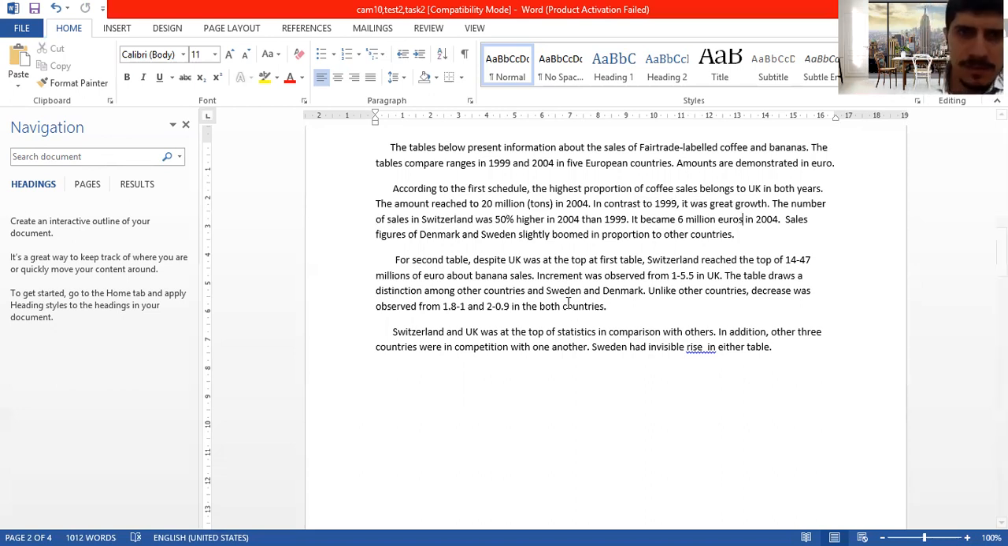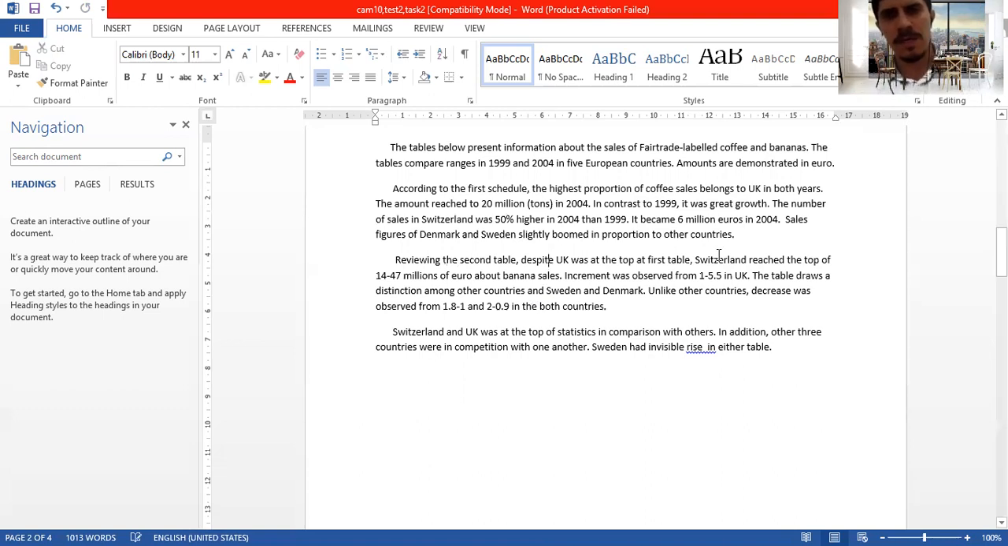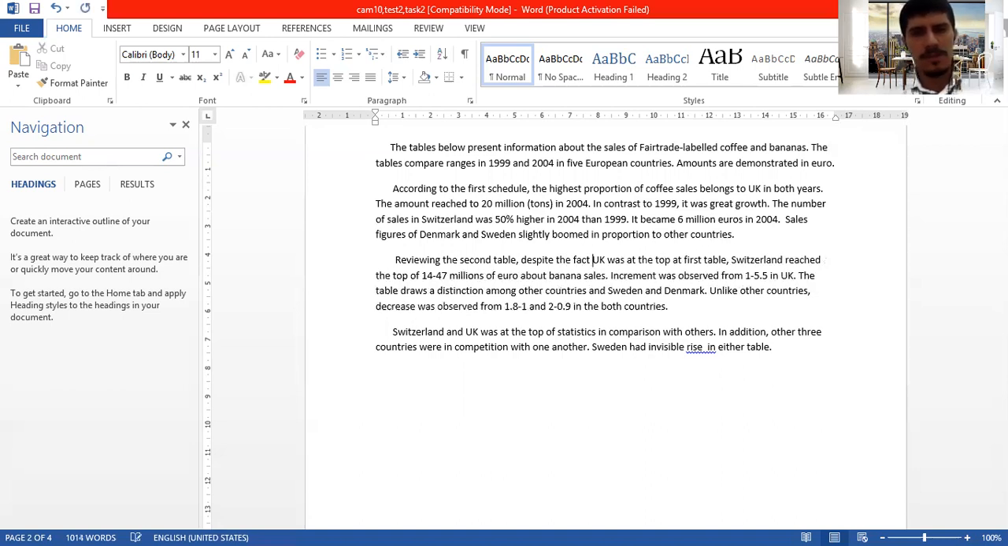For the second table, let's say reviewing the second table. Second table, despite UK was. So after despite, we generally use either a gerund or a noun expression. So in this case, we can say despite UK being at the top of the first table. Okay? Or we can say despite the fact that. If we add despite the fact that, then UK was at the top of the first table might be suitable. After the fact that, you can use the normal sentence structure.